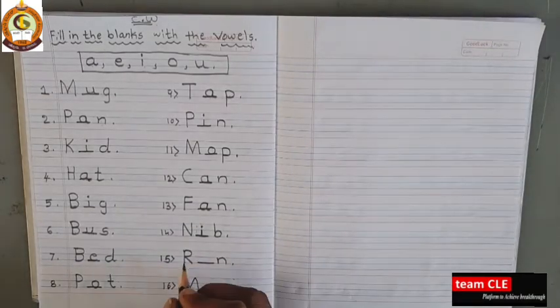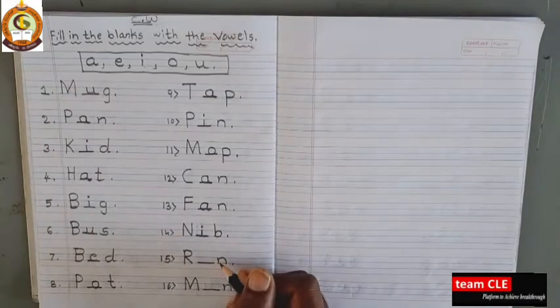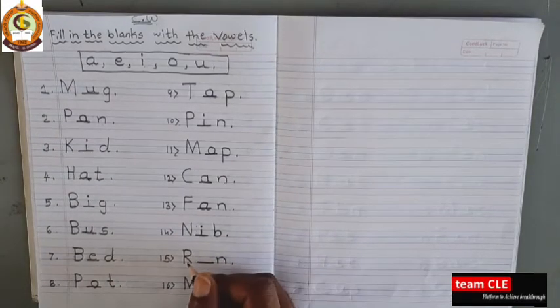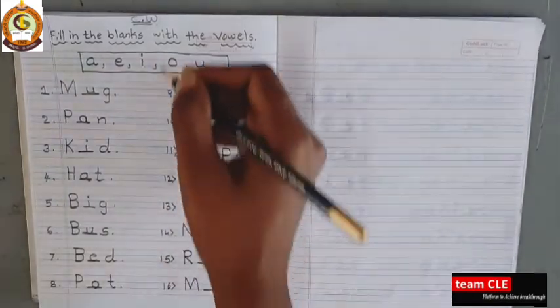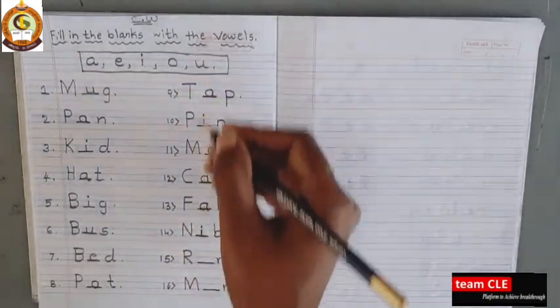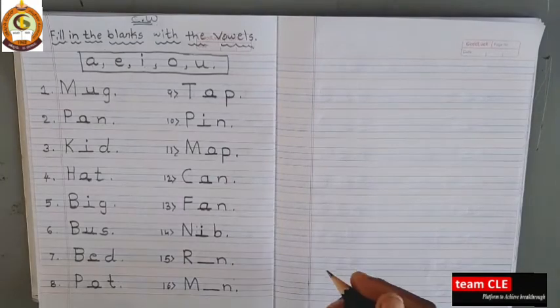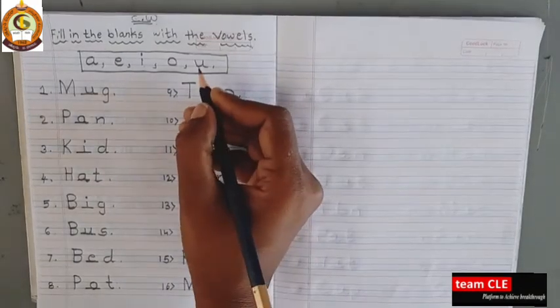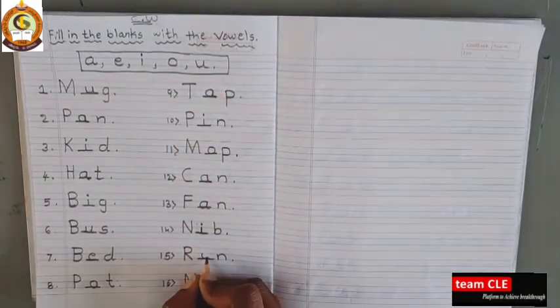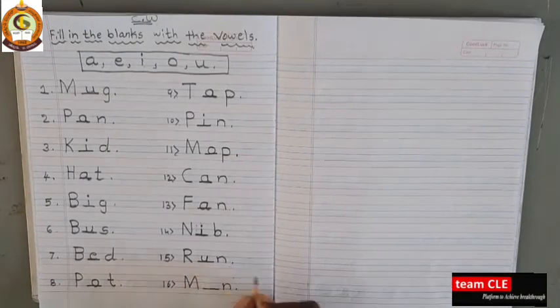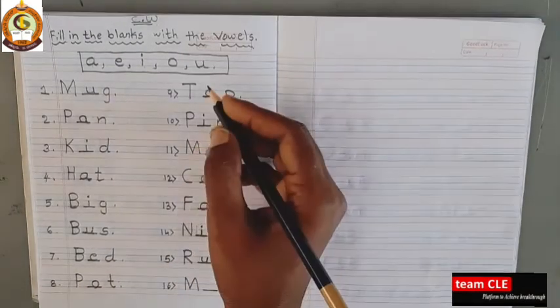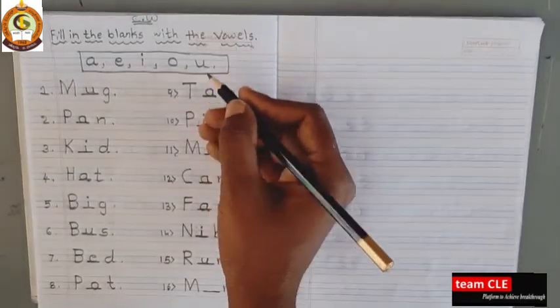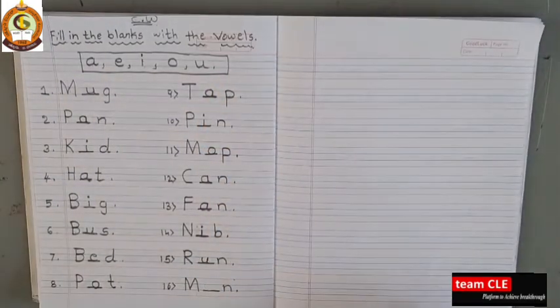Okay, next, R-N. R-A-N, run. R-E-N, reen. R-I-N, reen. R-O-N, run. R-U-N, run. So which is the correct? U. Okay, so write here U. R-U-N, run. So U vowel you have to write it here.